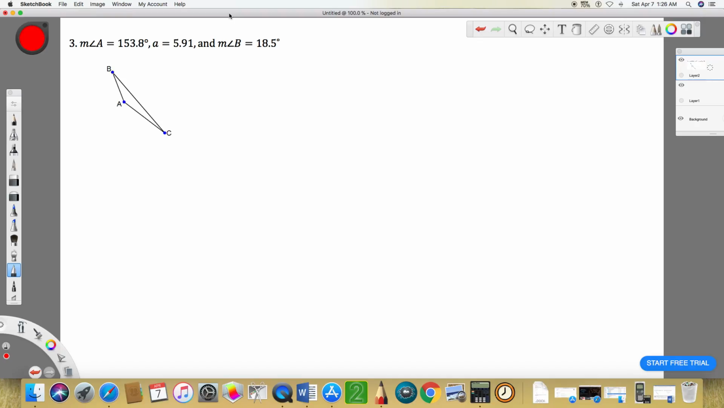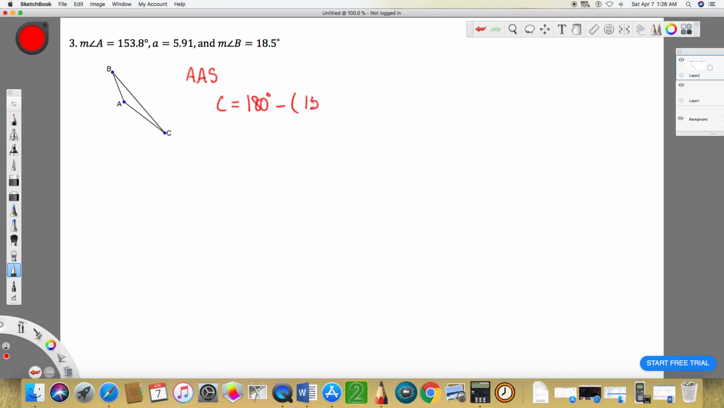Let's take a look here at problem number 3. We're given two angle measures and the non-included side. We've got our angle side. We can easily find the third angle because they have to add up to 180. So the measure of angle C has to be 180 degrees minus the sum of A and B.